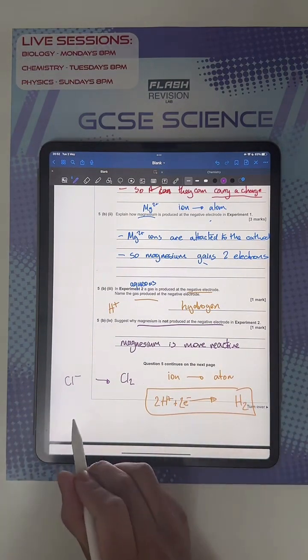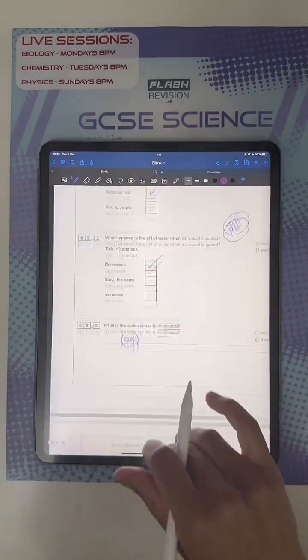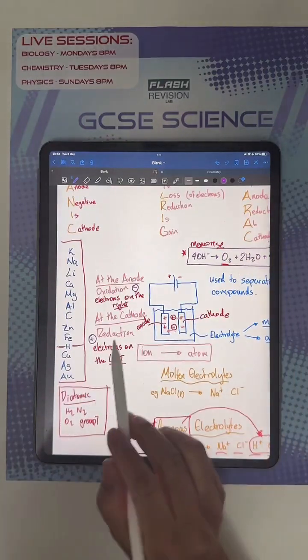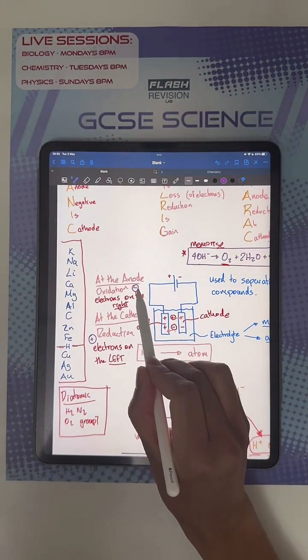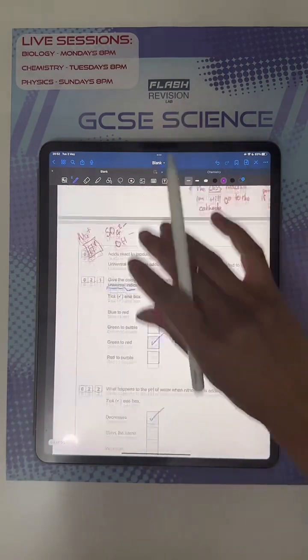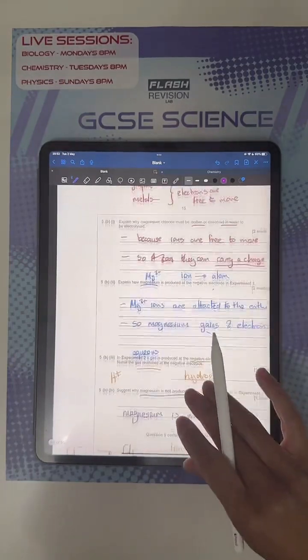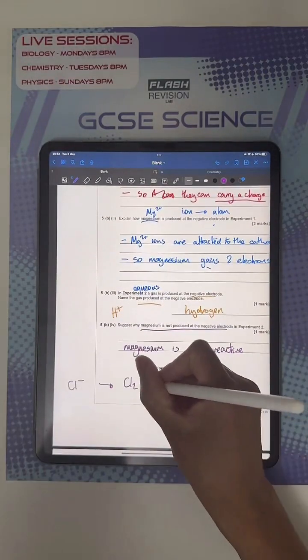Electrons, do they go on the left or do they go on the right? So what did we say up here? We said if you're dealing with a negative, then it's going to go on the right. Negative ion, it's going to go on the right. So we put the electron on the right.